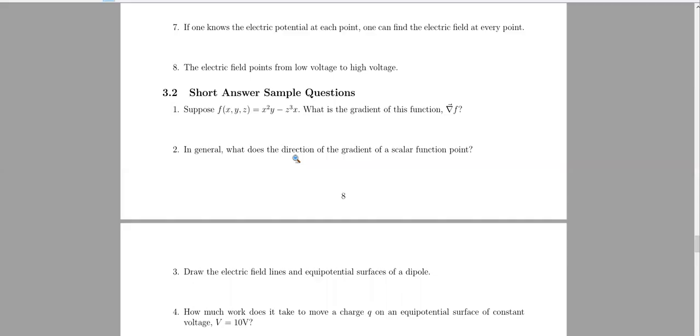All right. In general, what is the direction of the gradient of a scalar function? Okay, I think I said that wrong. What is the direction of the gradient of a scalar function? The gradient always points in the direction of greatest increase of the function. So it looks around in 3 directions and finds the direction along which the function increases the most and points in that direction.